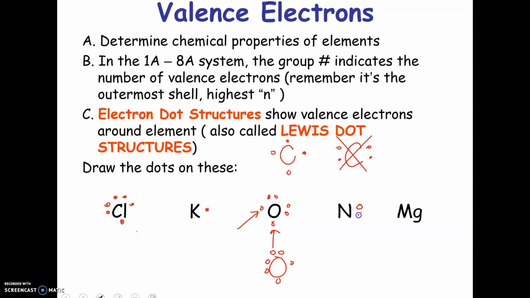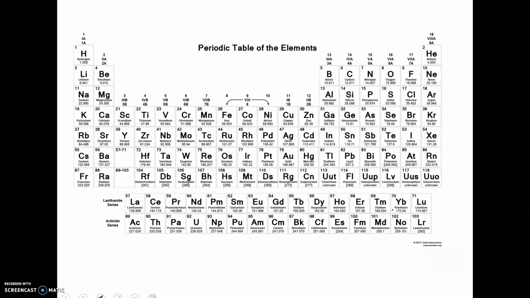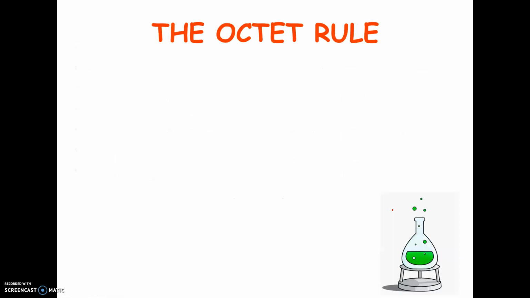Nitrogen has 5, so we're going to do 1, 2, 3, 4, 5. Magnesium has 2. We're going to do 1, 2. Technically, you could also do 1, 2. Again, the board doesn't let me draw dots very well. All right, so moving on. So that's our periodic table.